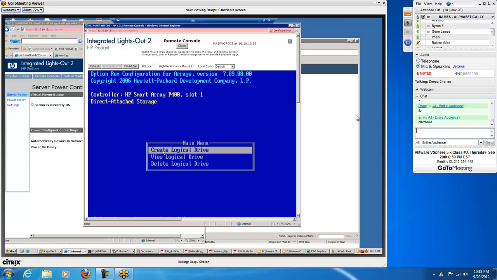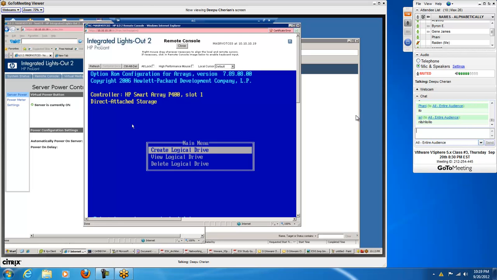That F8 takes me to the RAID controller. Every HP server has a controller card that manages the hard drives. This server, I don't know how many hard disks there are. You can typically put 8 hard disks in this model server. I think I have 2 or 4. I'm not sure. We have to look into it.